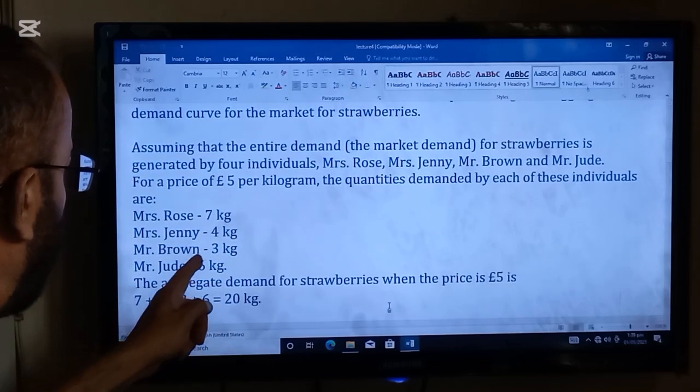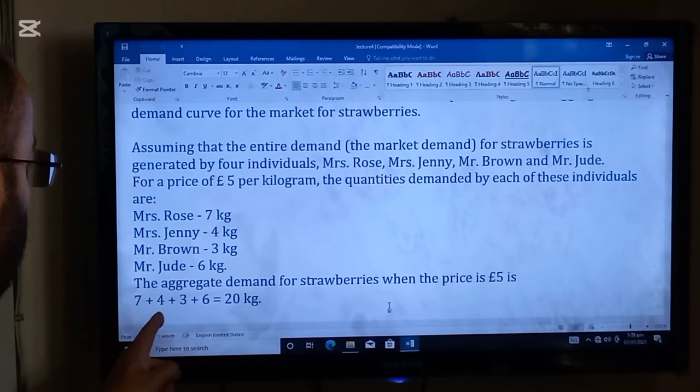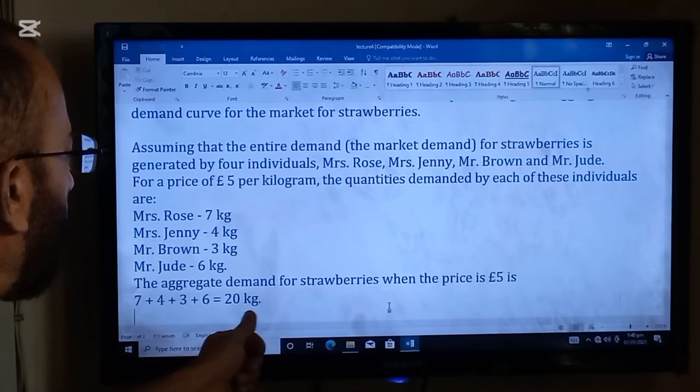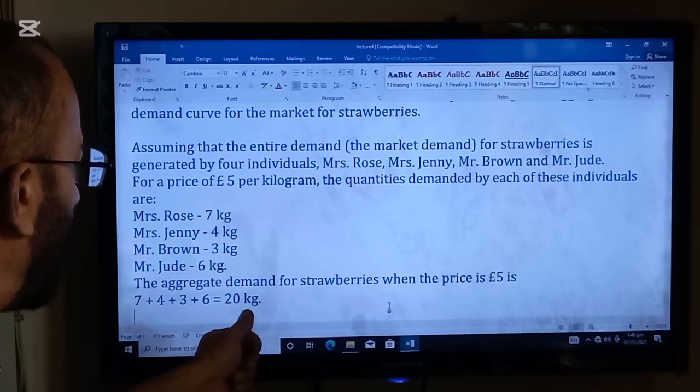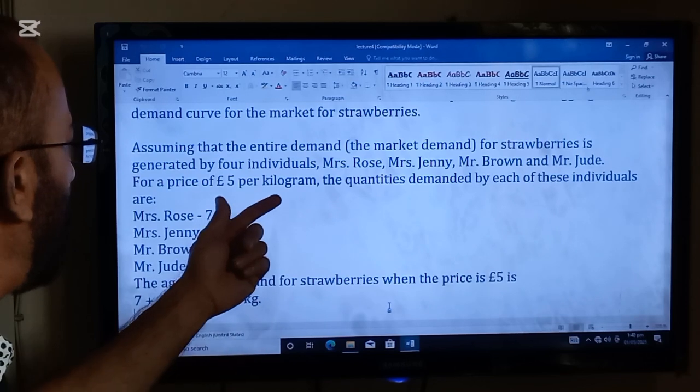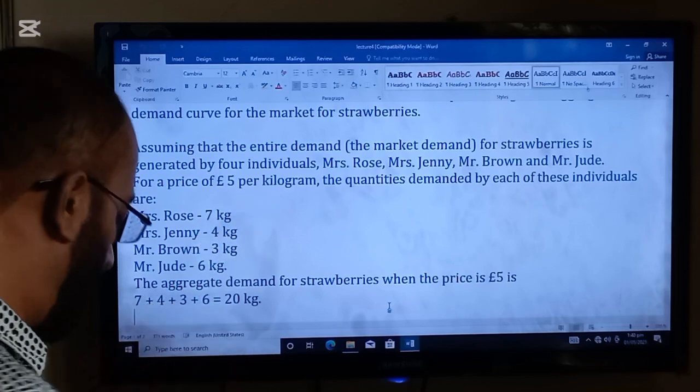And after adding up all these, that is 7 plus 4 plus 3 plus 6, that is equal to 20 kg. So this is the aggregate demand or market demand of the strawberries when the price is £5 per kg.